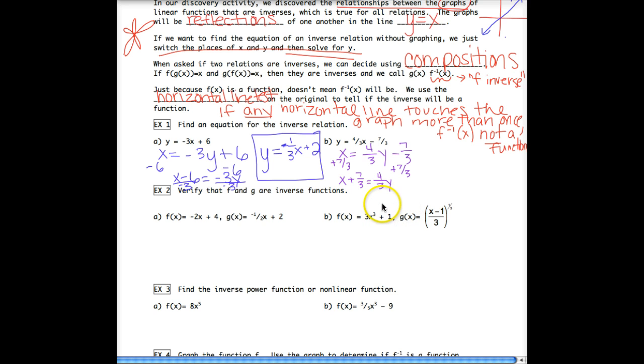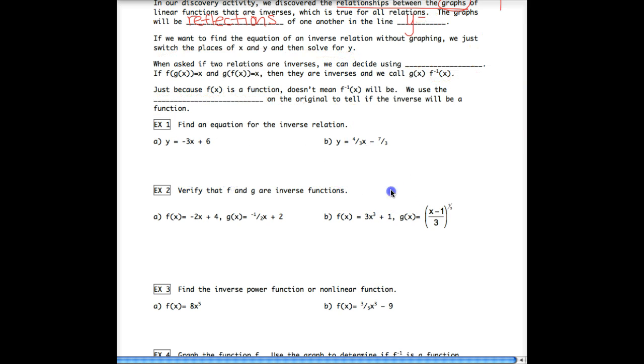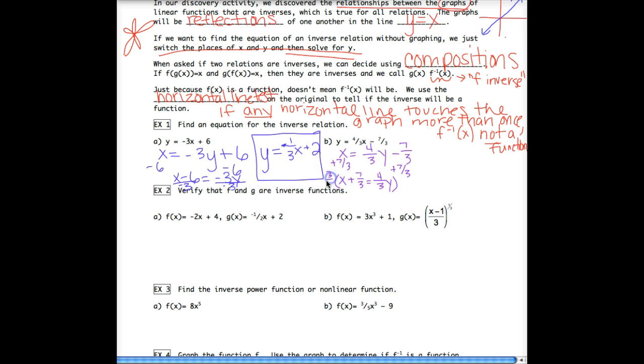Now I need to get rid of that 4/3. Remember, to get rid of a fraction, you multiply by the reciprocal. So I'm going to multiply this entire thing, both sides, by the reciprocal, which is 3/4. So on the left side, 3/4 times x is 3/4 x. 3/4 times 7/3, the 3's cancel, so you just end up with 7/4. And on the right side, 3/4 times 4/3 cancels, so y is alone. So y equals 3/4 x plus 7/4 is your inverse relation equation for this original. All right, so switch x and y, solve for y.